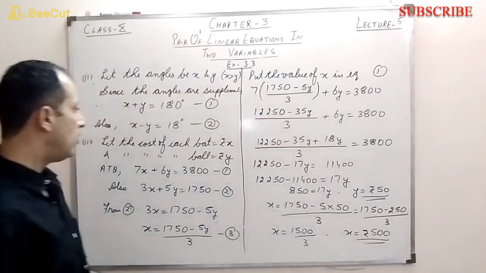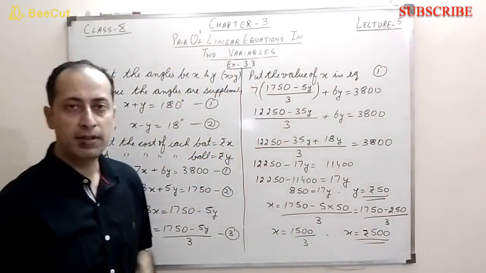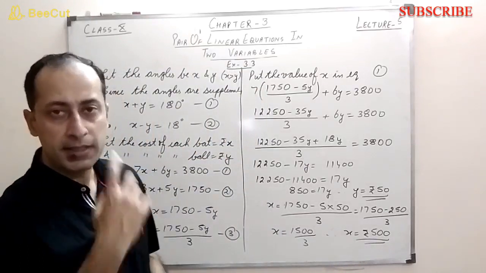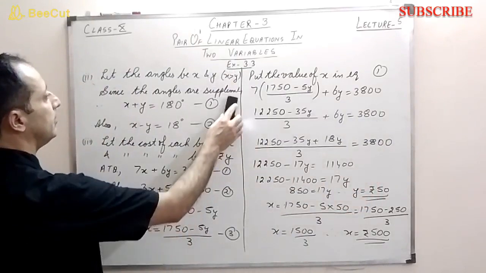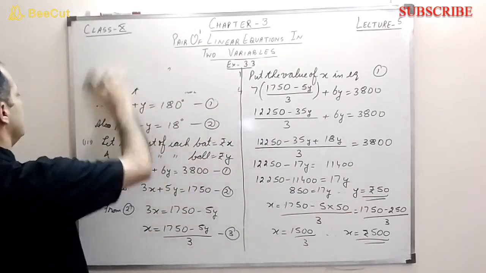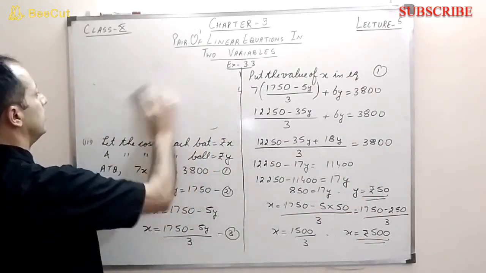So the cost of the bat is rupees 500 and the cost of the ball is rupees 50. Right? So this is how we can simplify the statement questions. Let's go to the next part.